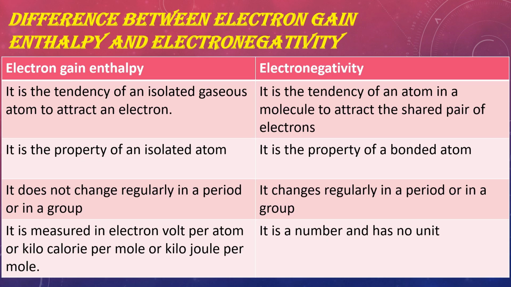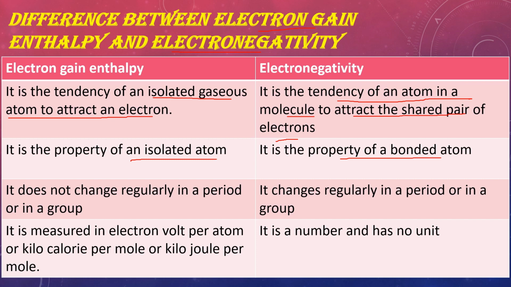Now the next important topic is, what is the difference between electron gain enthalpy and electronegativity. The first difference is, electron gain enthalpy is the tendency of an isolated gaseous atom to attract an electron, meaning the definition of electron gain enthalpy. On the other hand, electronegativity is the tendency of an atom in a molecule to attract the shared pair of electrons towards itself. The second point is, electron gain enthalpy is the property of an isolated atom, while electronegativity is the property of the bonded atom.